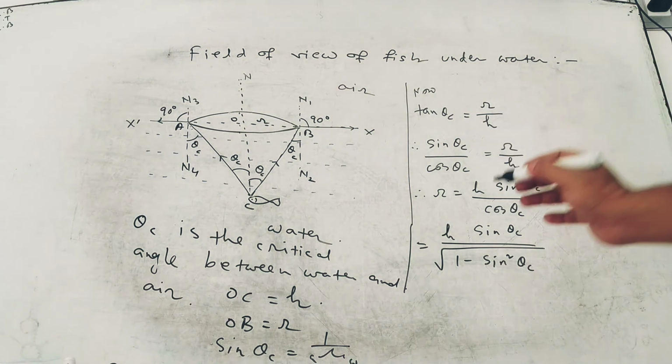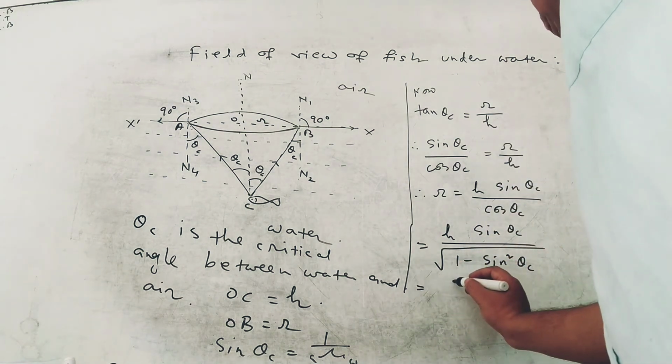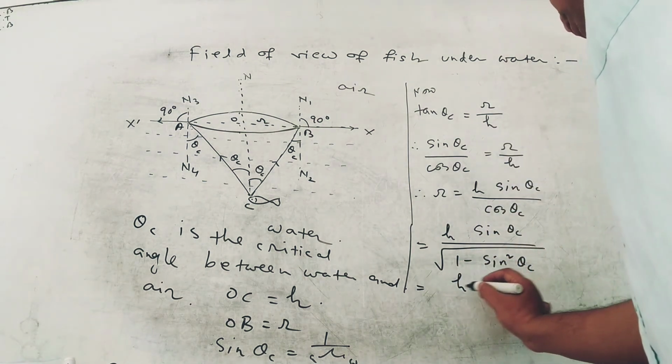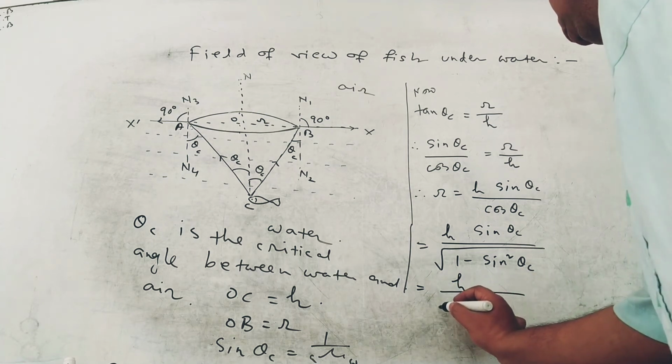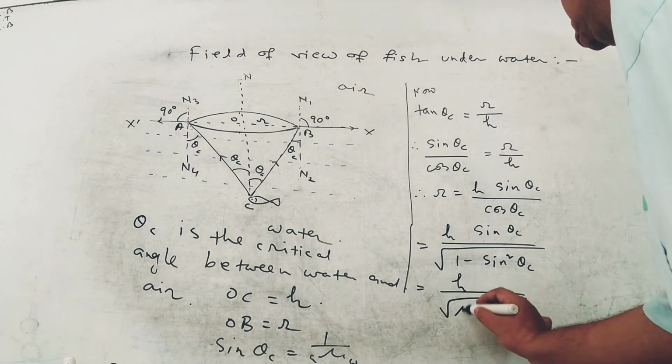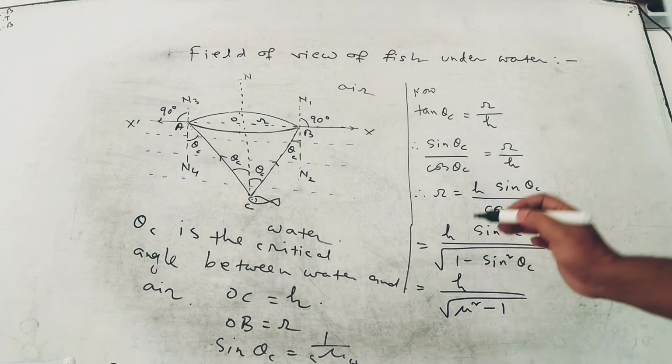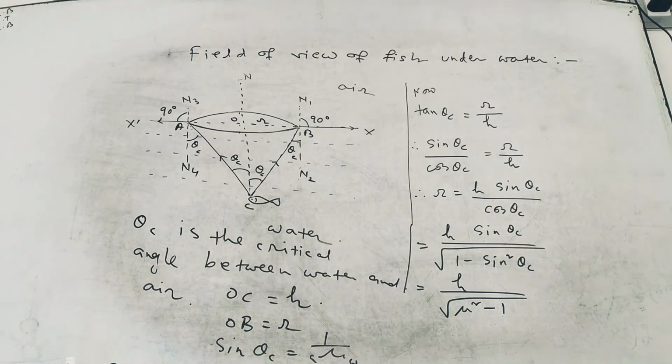Therefore, we can write r is equal to h by root over mu square minus 1. This is the relation between the radius of the base of the cone and the height of the cone.